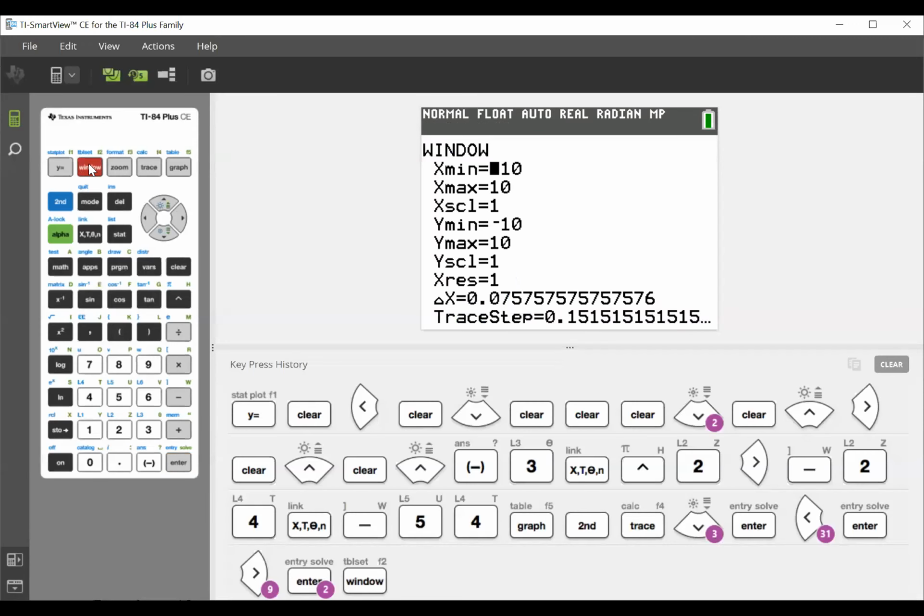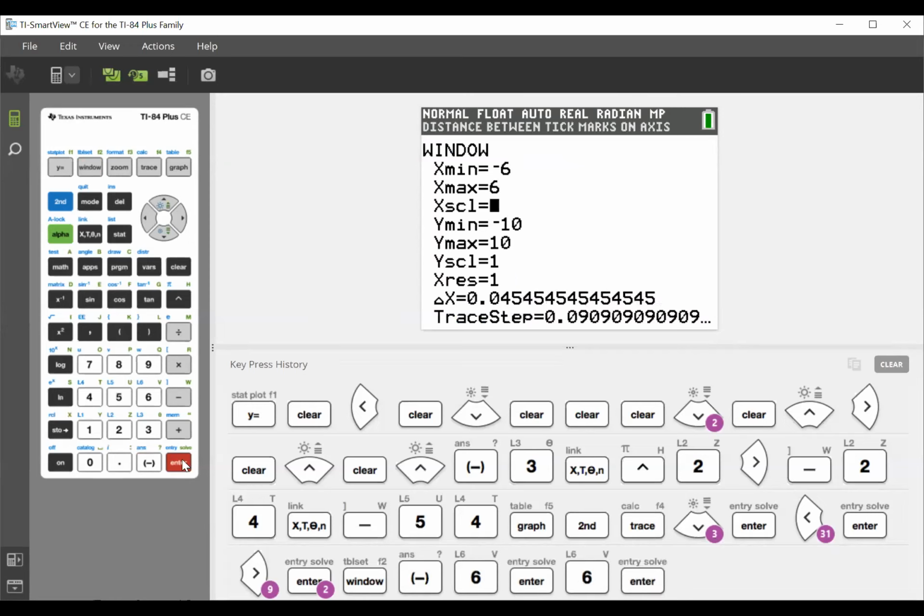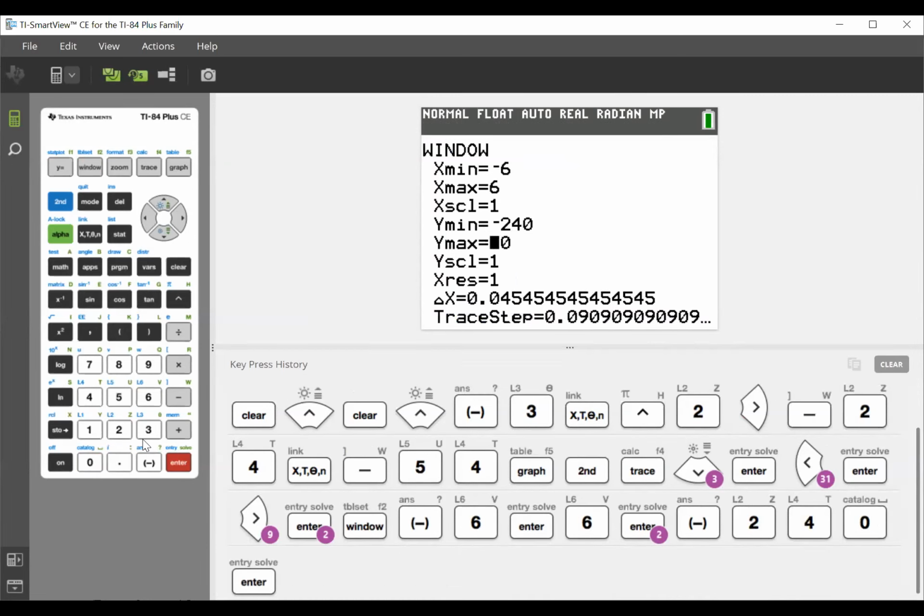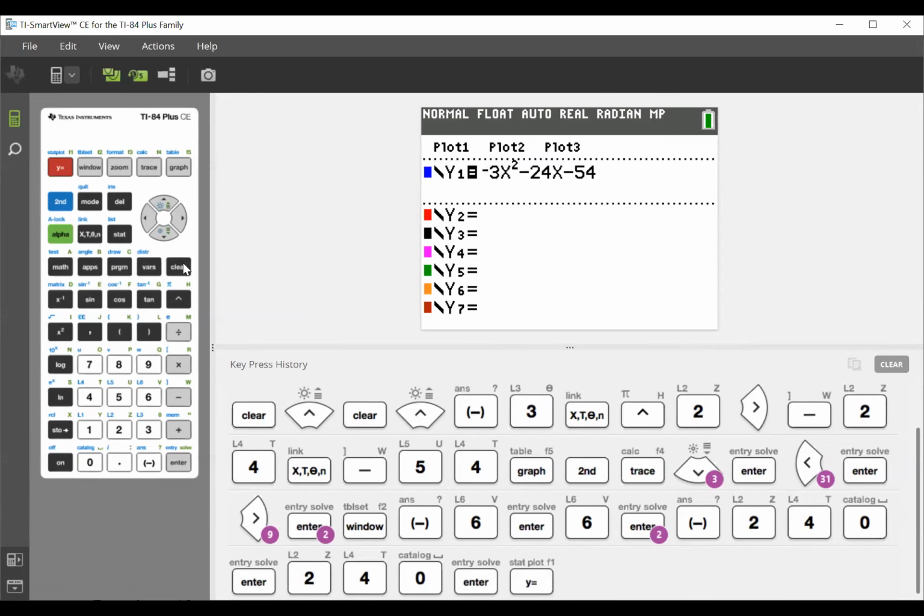So I'm going to go to my window and make it match what our graph said. On this one, we had an x minimum of -6 and an x maximum of +6. And then on our y-axis, we had a minimum of -240 and a maximum of +240. Okay, I'm going to go to my y equals. I'm going to type in my function that we had here.